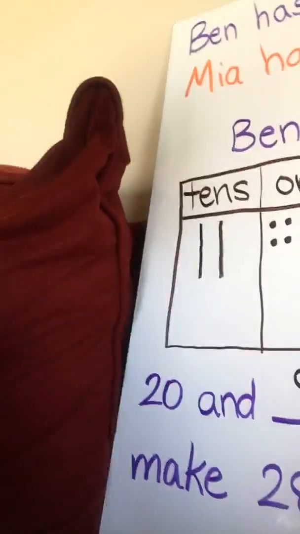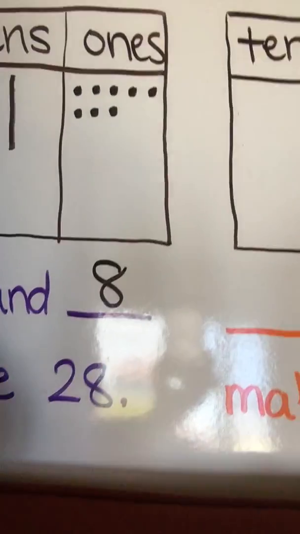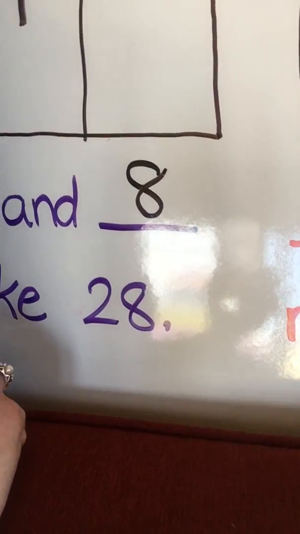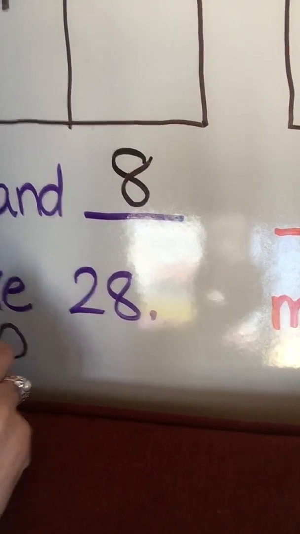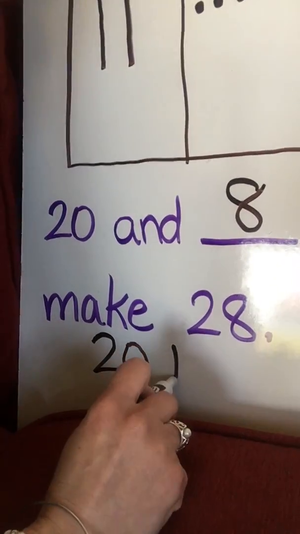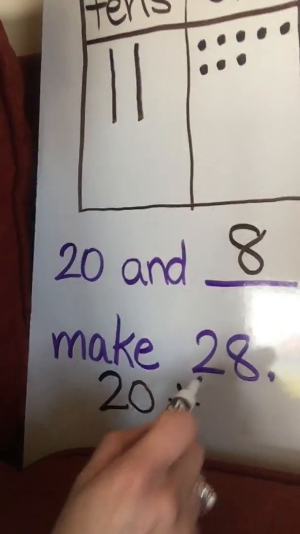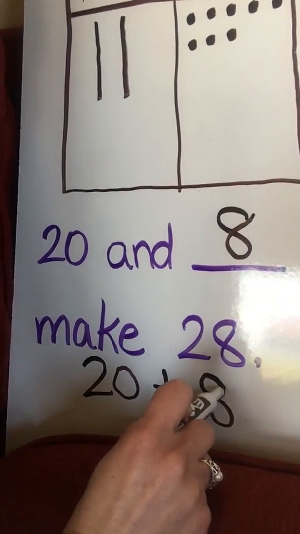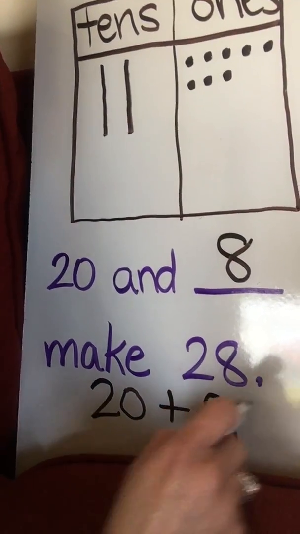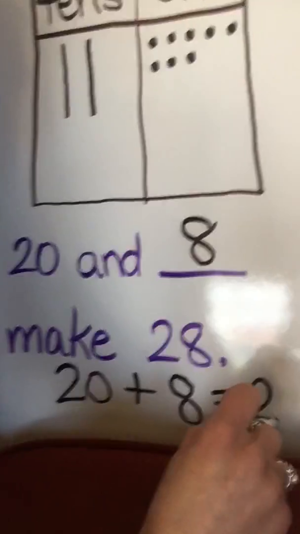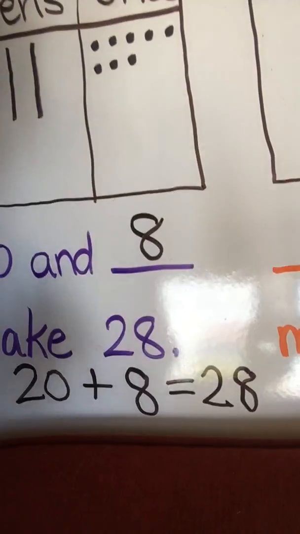8 make 28. If we were to think back to calendar time, we would do expanded form as an equation. So we take our value of our tens, which is 20, plus the value of our ones. If we have 8 ones, it is worth 8. 20 plus 8 equals 28. That would be your expanded form.